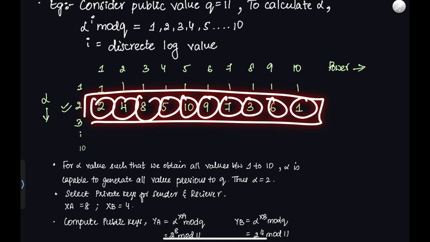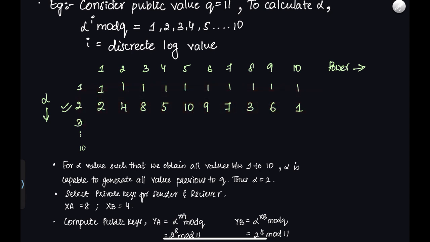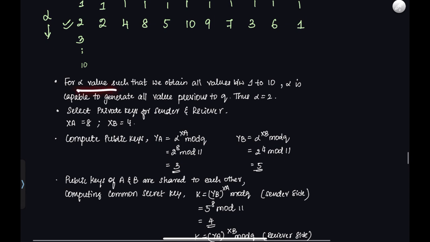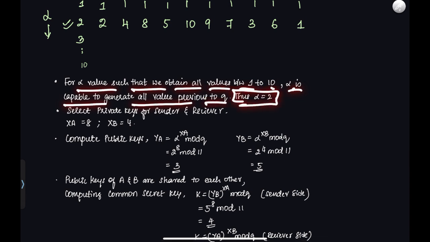So all these values are being generated in some computation, in some permutational order. So that's when we can say that the alpha value, or the primitive root, for q equal to 11 is 2. For the alpha value such that we obtain all values between 1 to 10, alpha is capable of generating all values previous to q. Thus we can take alpha equal to 2.